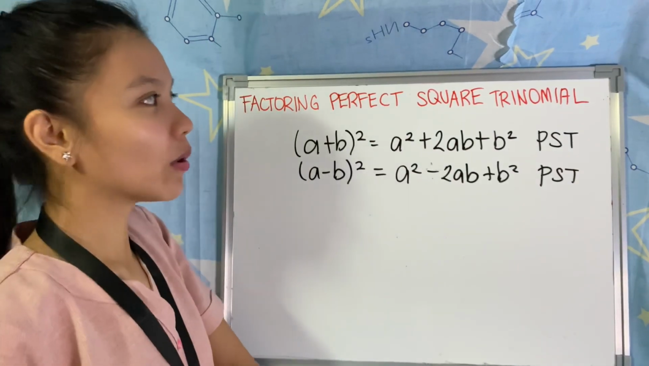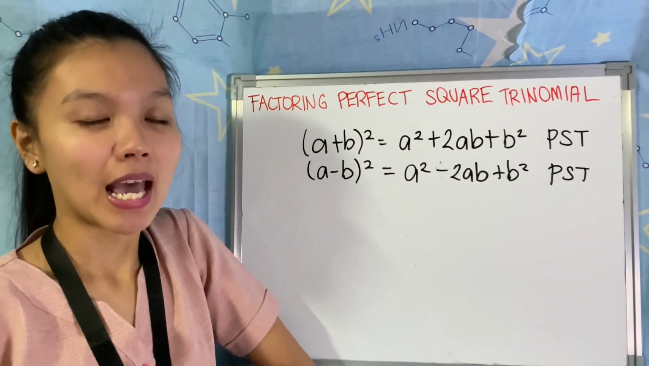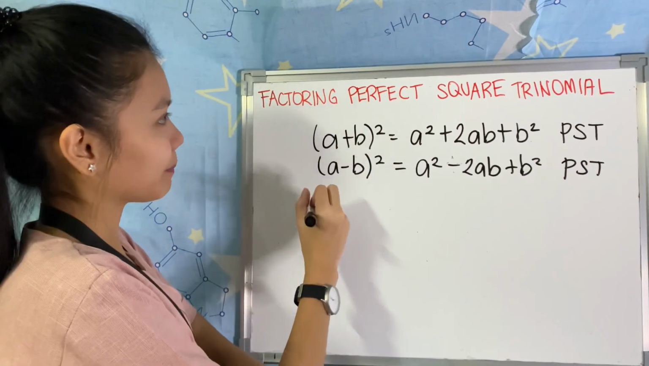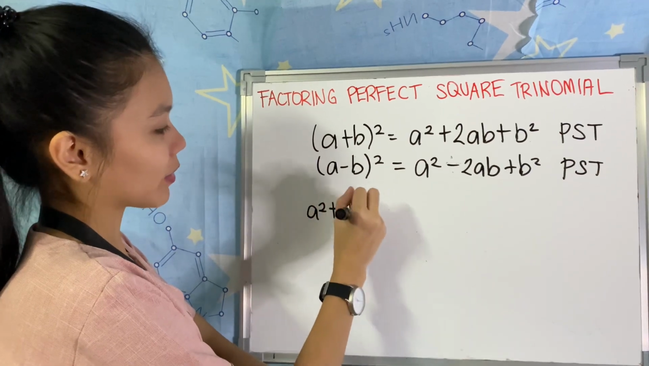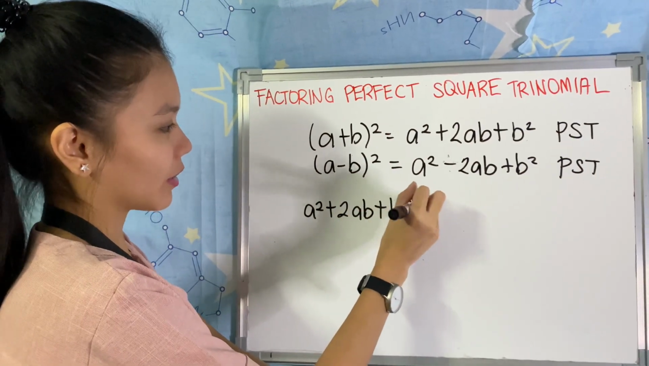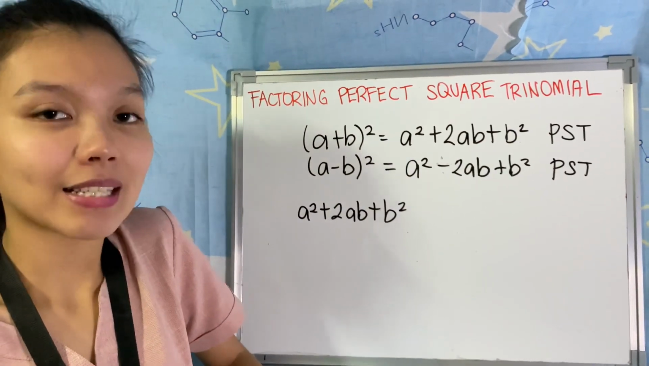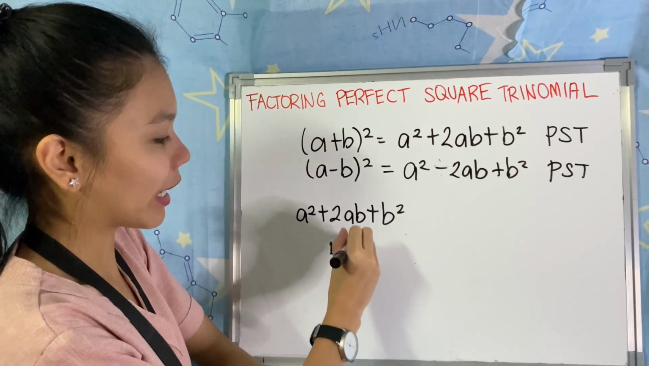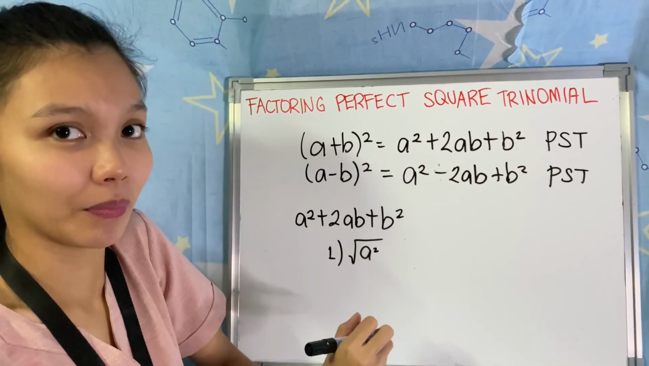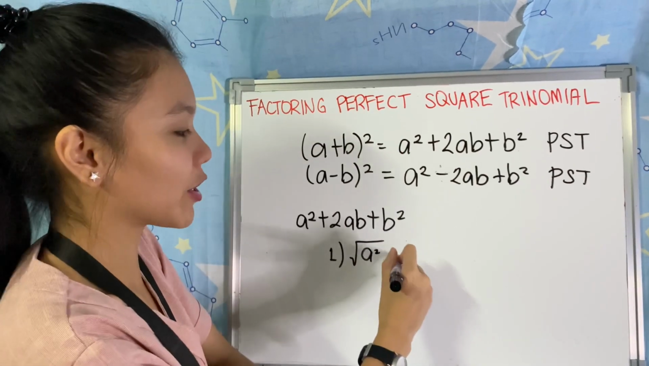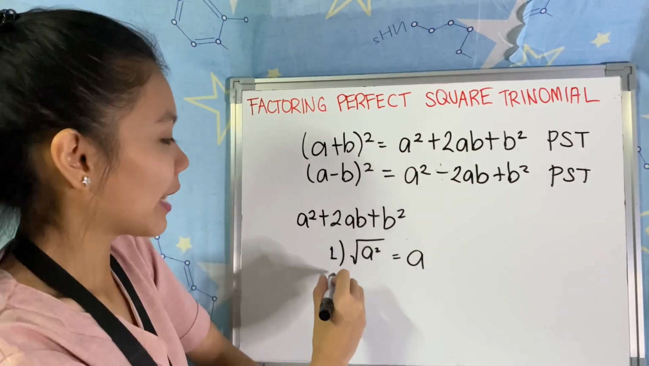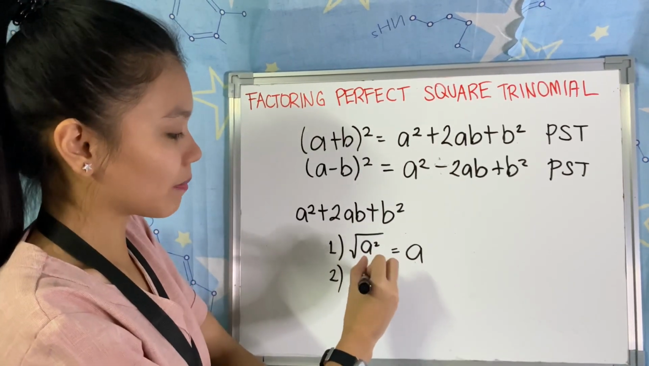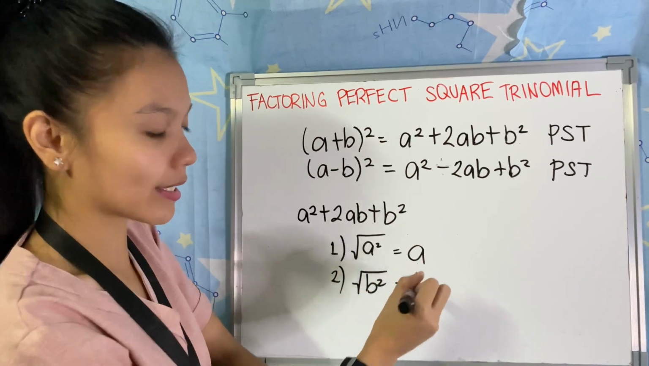So, paano naman kung given natin is a perfect square trinomial? Paano natin siya i-reverse to get its factor? So, we have this a squared plus 2ab plus b squared. There are only 3 steps to get the factor of the perfect square trinomial. The first step is to get the square root of the first term. So, we have the square root of a squared. The answer will be a. The second term will be the square root of the third term, which is b squared. So, the square root of b squared is b.